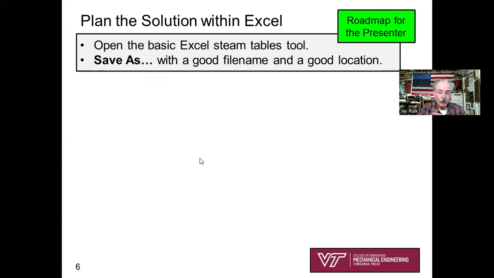Now let's plan our work in Excel. We're going to open up the basic... Now, I did a copy and paste, and I see it jumped right out at me now after proofreading 15 times here, the 16th time around. Open up the basic air tables tool, not steam tables tool, and then we're going to save as with a good file name and a good location. Okay, open up the air tables tool.